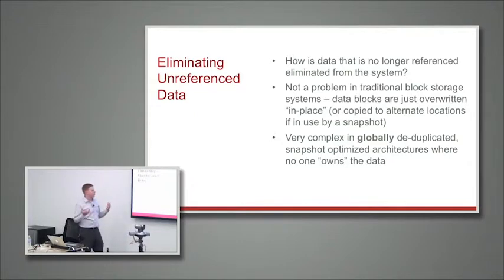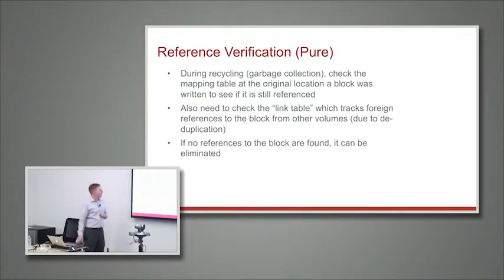Once you get into global deduplication, once you get into very heavily snapshot-optimized architectures, there's a lot more complexity to actually manage overwriting and figuring out if data is no longer used. And interestingly, this is a place where all three systems use different approaches with different things that they're optimizing for. So in Pure's case, they do their own garbage collection on the drives. We call it recycling because we have a different word for garbage, a different thing that refers to garbage collection in our system.